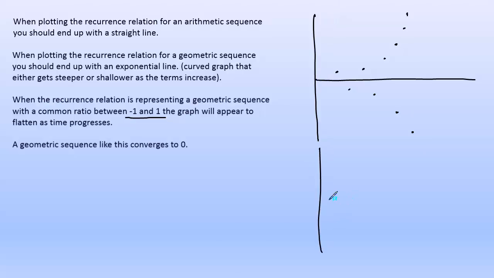So I'll just draw that down here. So they flatten. If all the terms are positive, it flattens like this. If some of them are negative, they alternate, then you get this type of thing. And it funnels inwards towards the x-axis, so towards 0.